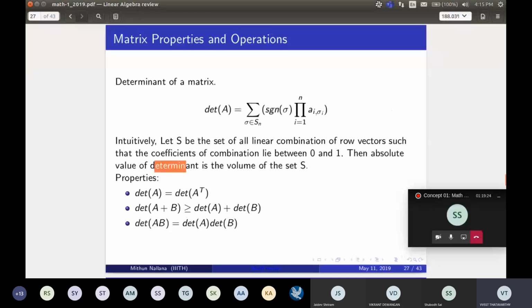And the value of the determinant is the volume of the set S, if S is the set of all linear combinations of row vectors such that the combination coefficients lie between 0 and 1. Then the absolute value of the determinant will give you the volume of the set S. So this is a geometric interpretation, or geometric application, of the determinant of a matrix. If you want to find the volume of a set S, you take the determinant of its matrix representation and you get the volume. The determinant also satisfies different properties.